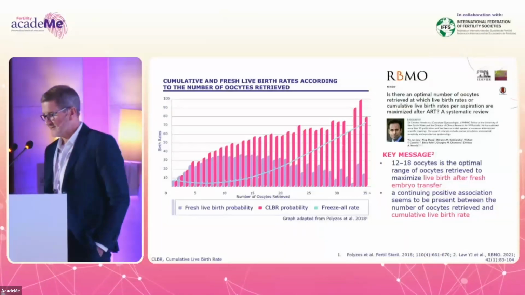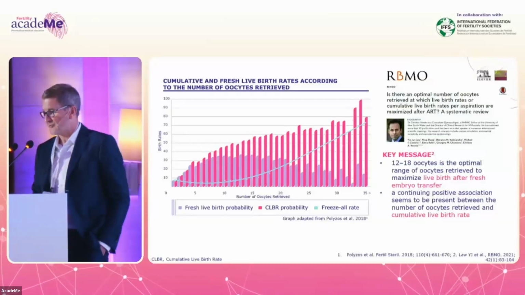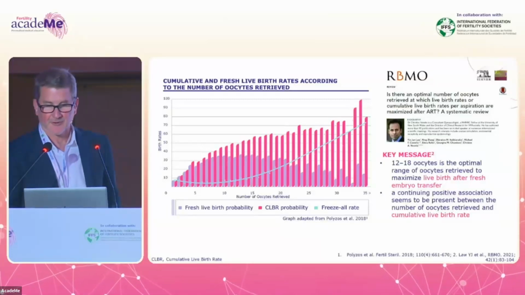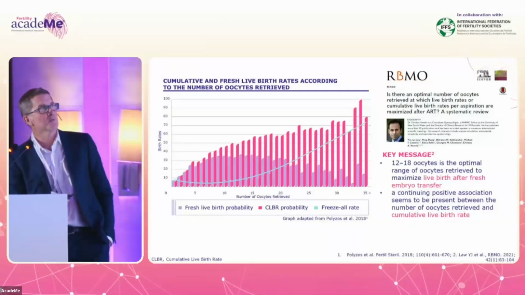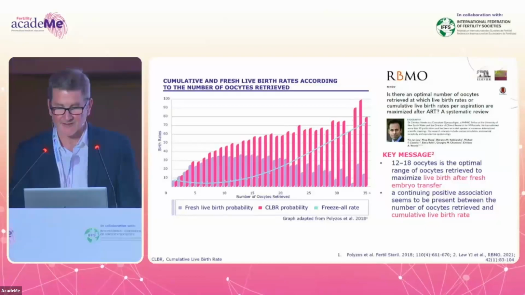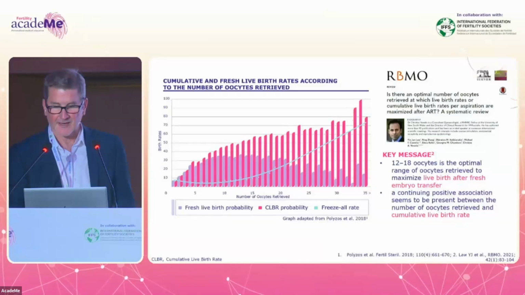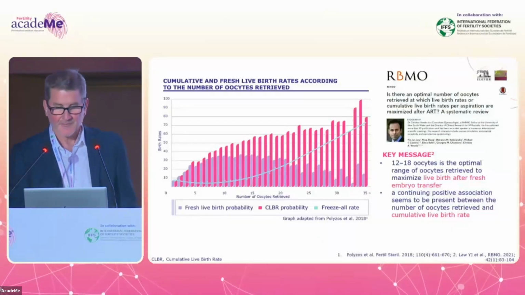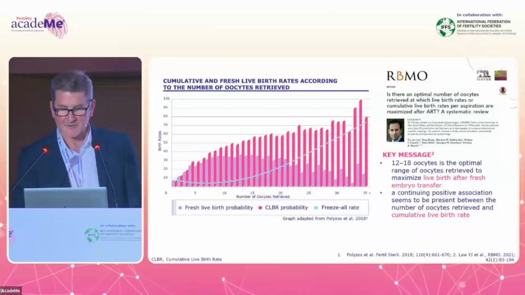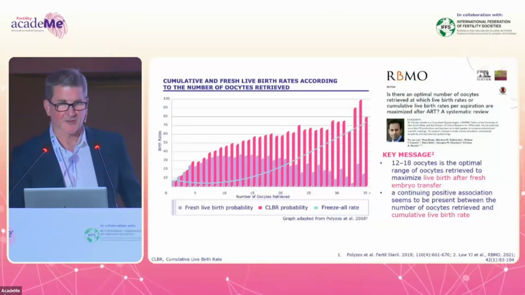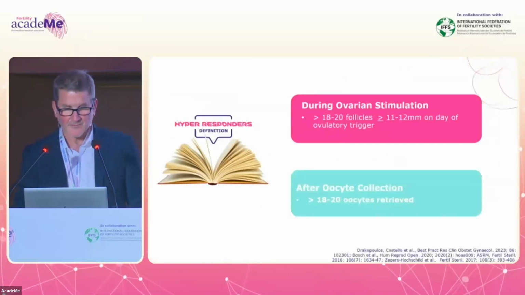It had 16 studies, and it looked at whether or not there's an optimal number of eggs retrieved at which live birth rates or cumulative live birth rates are maximised. And the key message from this publication was that 12 to 18 oocytes is the optimal range of oocytes retrieved to maximise live birth after fresh embryo transfer, and that a continuing positive association seems to be present between the number of oocytes retrieved and cumulative live birth rate.